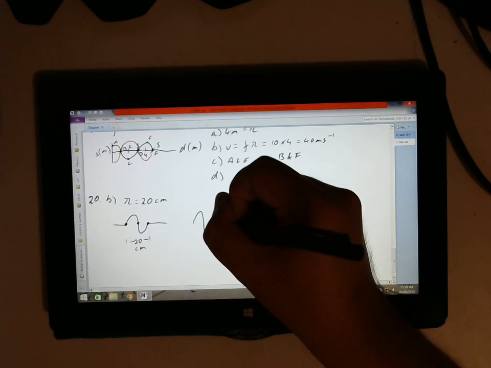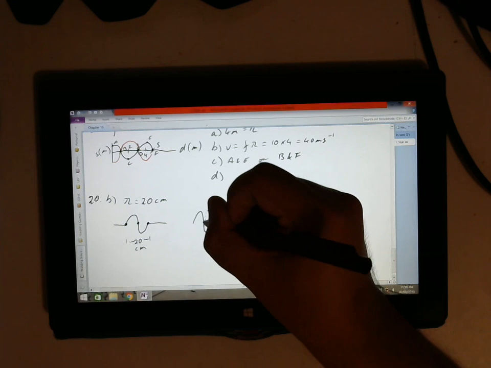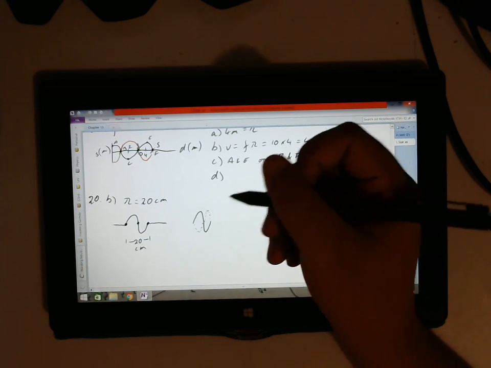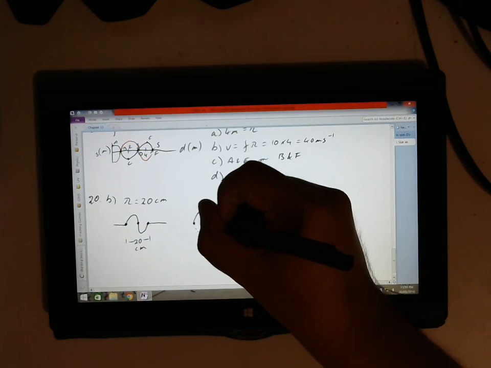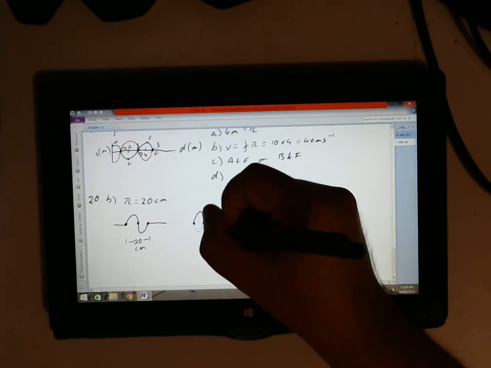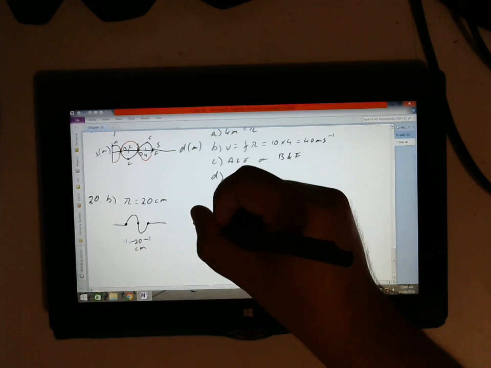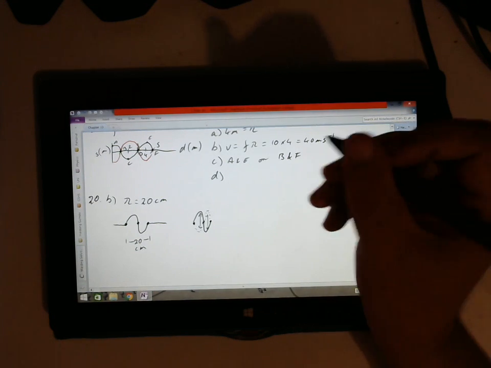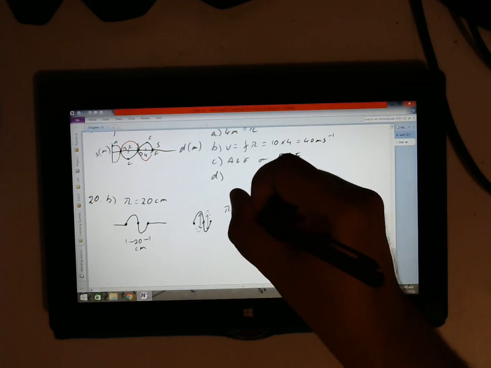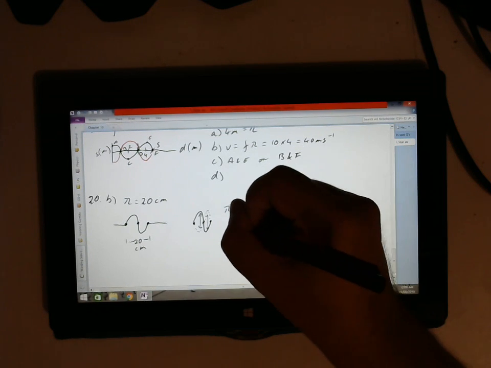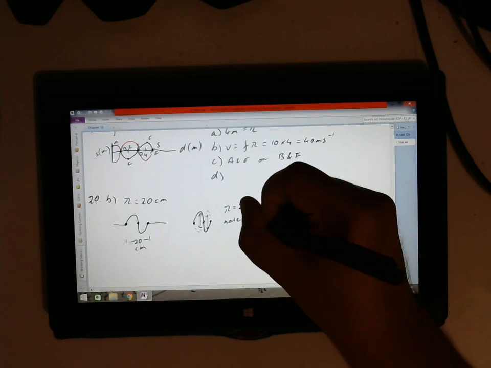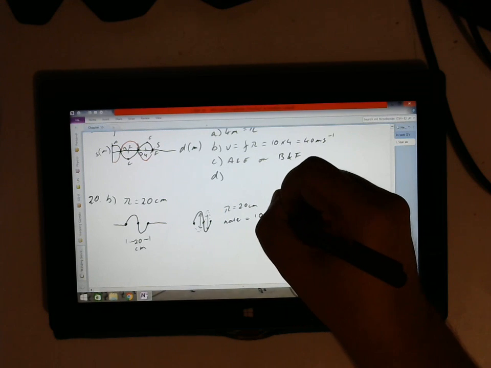and then we have the other wave coming the other way, we're still going to have these three nodes, and then these points here will move up and down, while these points here will not move. So if a wavelength equals 20 centimeters, the node distance is 10 centimeters.